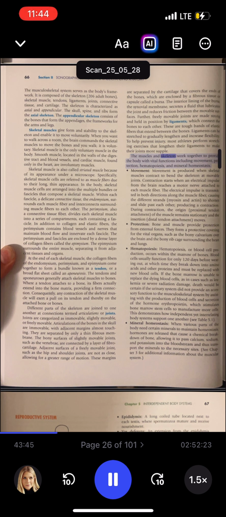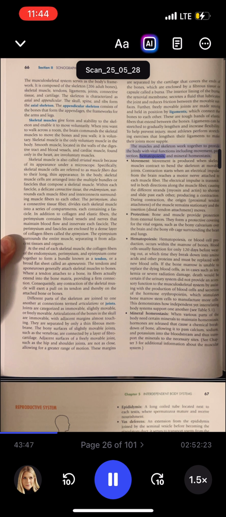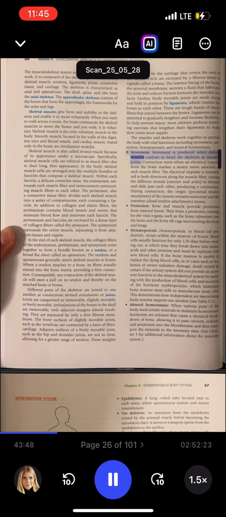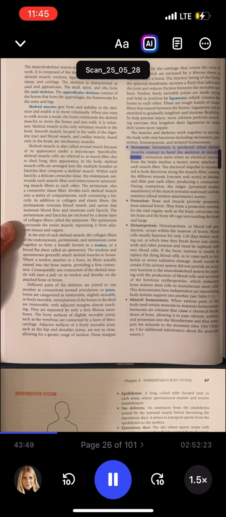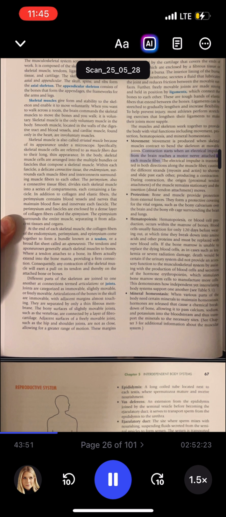The muscles and skeleton work together to provide the body with vital functions, including movement, protection, hematopoiesis, and mineral homeostasis. Movement is produced when skeletal muscles contract to bend the skeleton at movable joints. Contraction starts when an electrical impulse from the brain reaches a motor nerve attached to each muscle fiber.